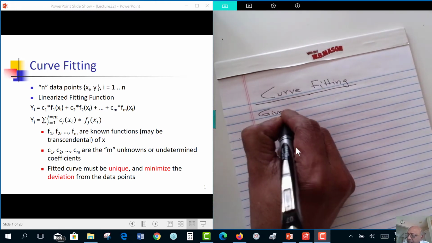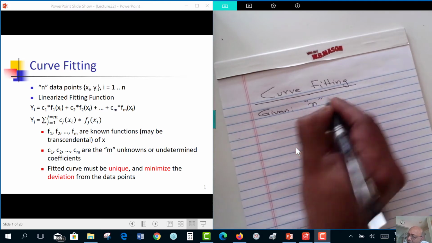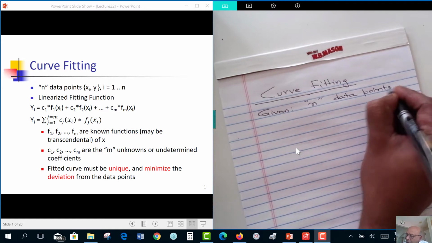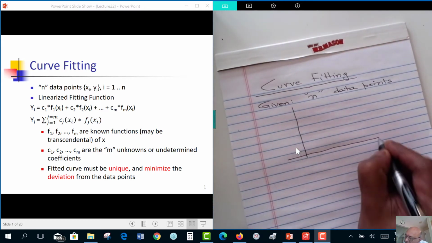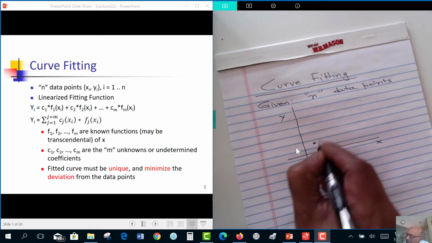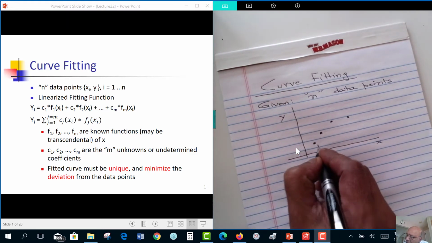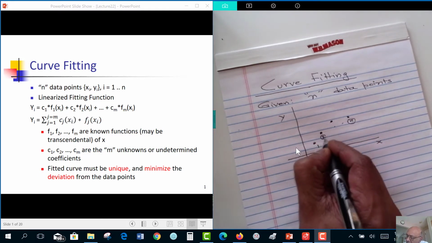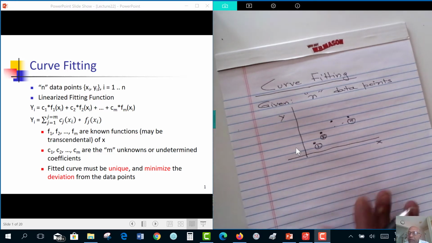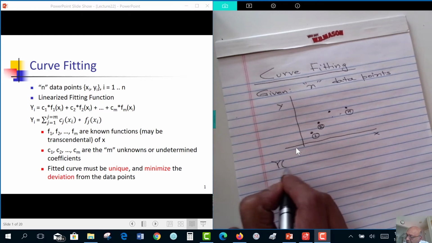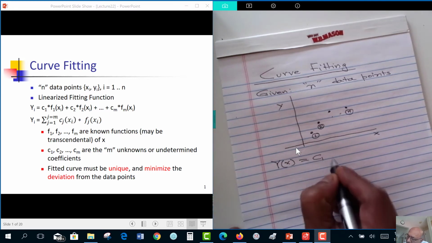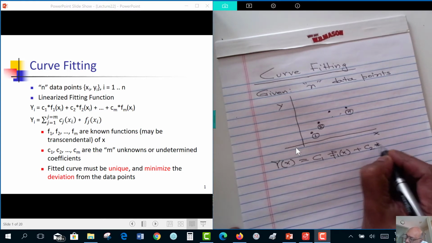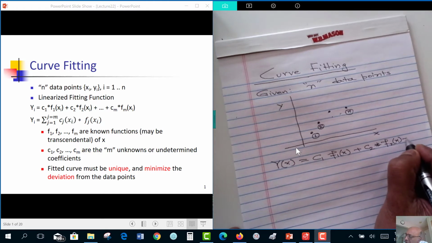So our problem is we are given n data points. That means we are given xy coordinates of points that we have numbered 1 through n. And we are also given a fitting function, which is of the form c1 times some function of x plus c2 times some function of x, and so on and so forth.